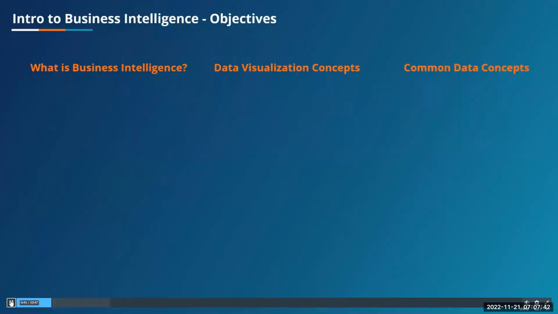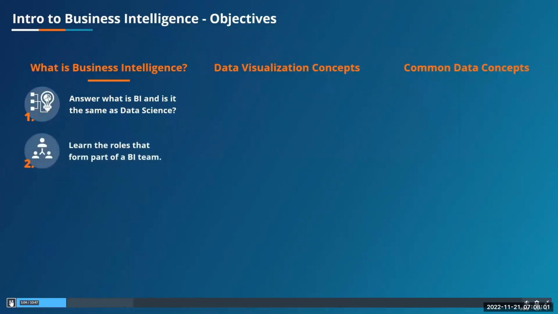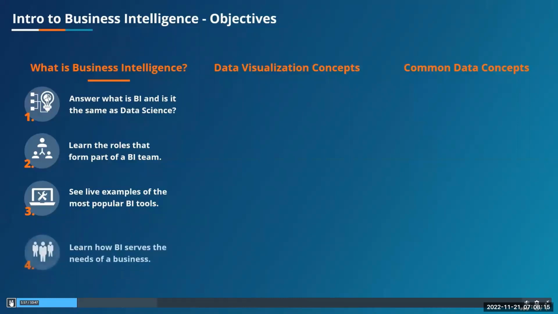The Intro to Business Intelligence course is divided into 3 chapters: What is business intelligence? Data visualization concepts, and common data concepts. In this first chapter, we're going to answer what exactly is business intelligence and is it the same as data science? We'll learn the roles that form part of a business intelligence team. We'll see live examples of the most popular BI tools so you can see exactly how transformative they're going to be to your work. Finally, we'll learn how a BI team serves the needs of a business and how they can be well supported by its leaders.